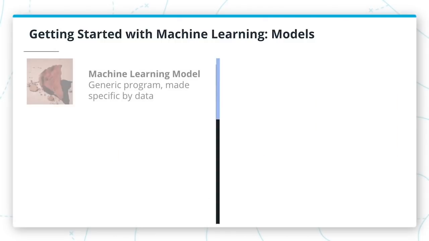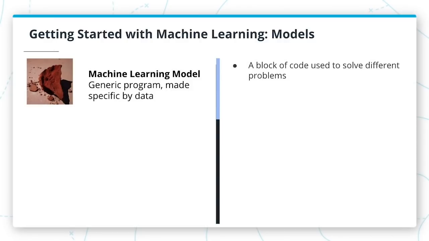A model is a generic program made specific by the data used to train it. Like a piece of clay, it can be modeled into many different forms and can serve many different purposes. A more technical definition would be that a machine learning model is a block of code or framework that can be modified to solve different but related problems based on the data provided.